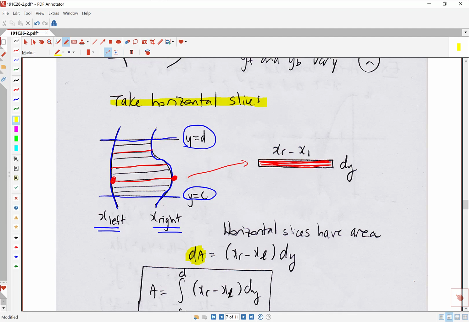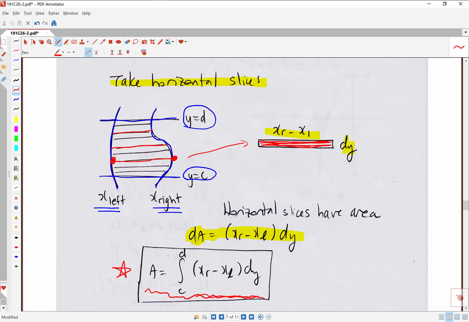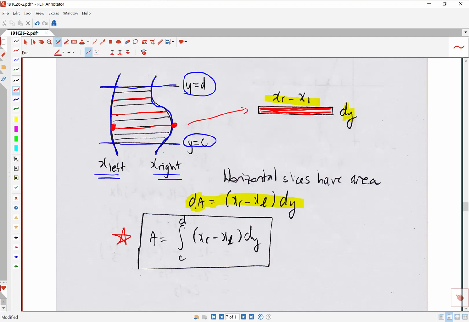So it makes sense to call the area of a slice dA, a tiny chunk of area. And what is that area specifically? Well, just looking at the dimensions of our slice, x right minus x left times dy. So that gives us that little formula there. Okay, so that's the area of a slice. And then if you want the area of your entire region, area is the integral of the area of a slice. So this is going to be our second key formula.